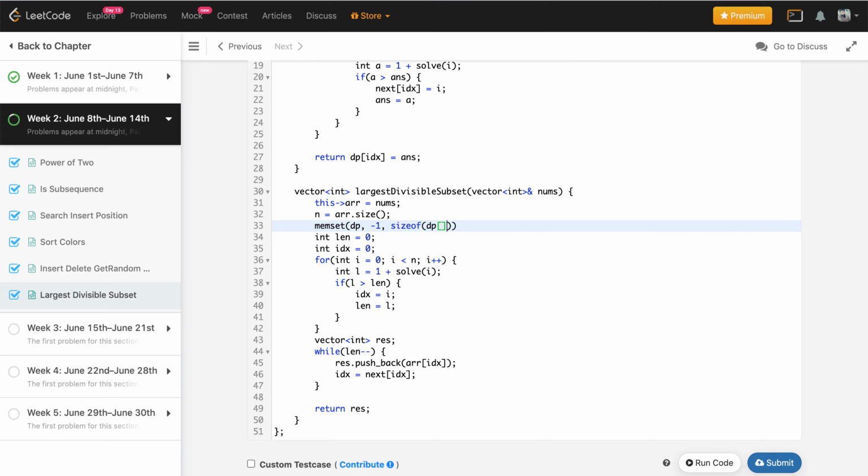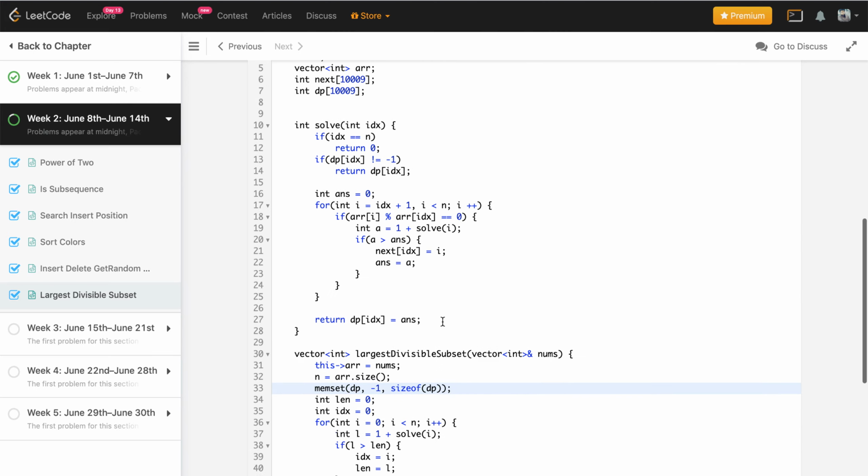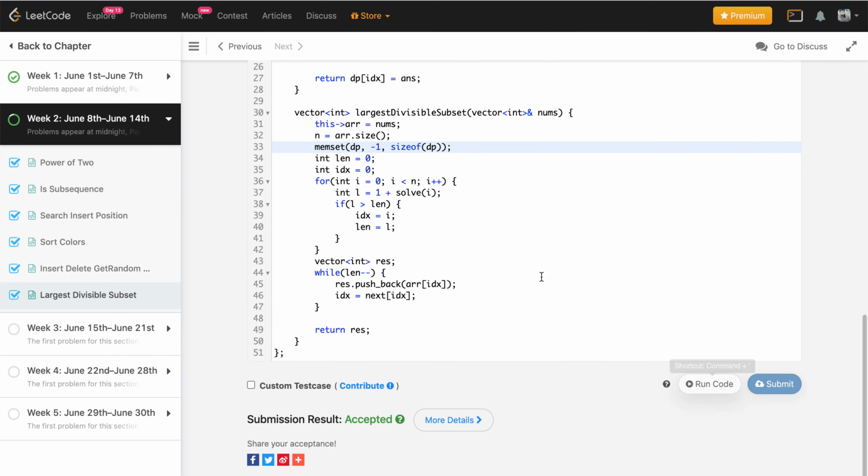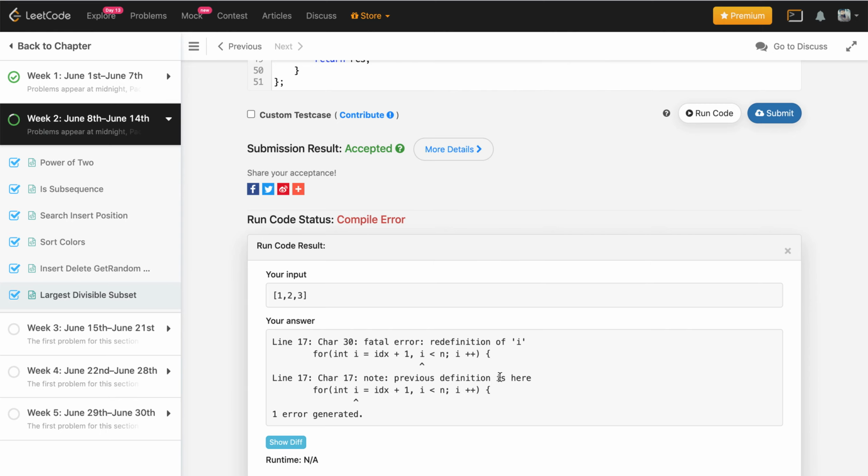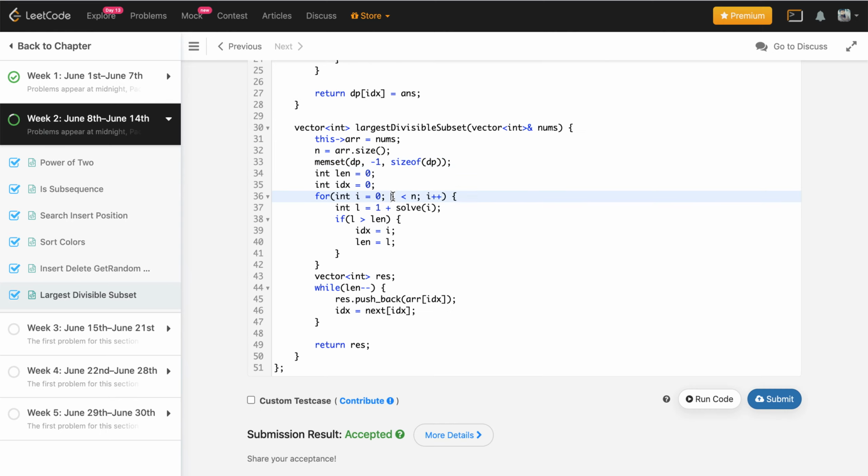I hope this works, because I have already solved this one. I just want to see that this works without any compilation error. Yeah, let me just quickly fix this one. So I fixed this one because this was a semicolon, it should be a colon.